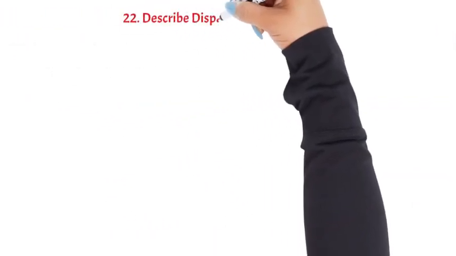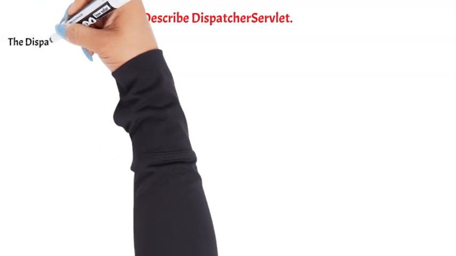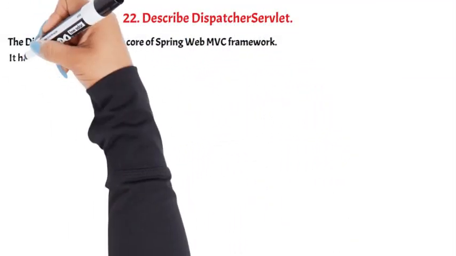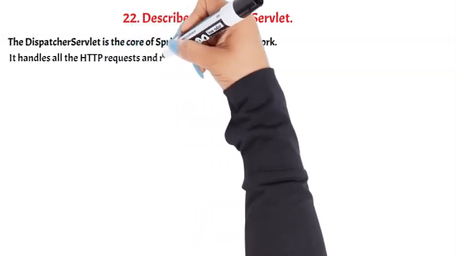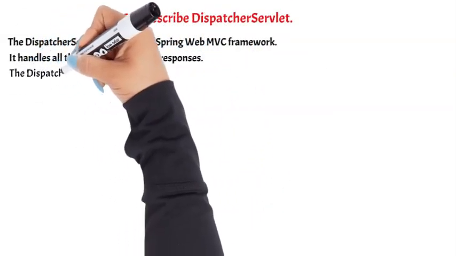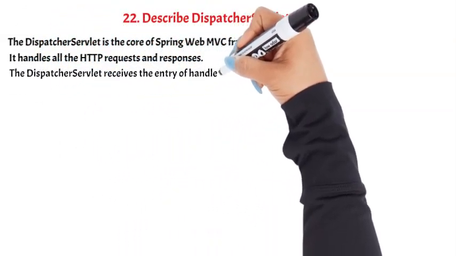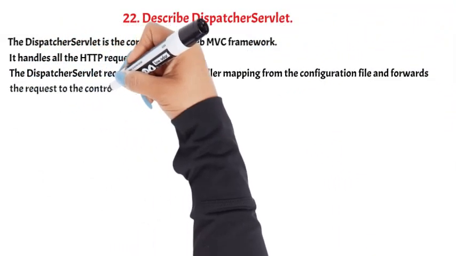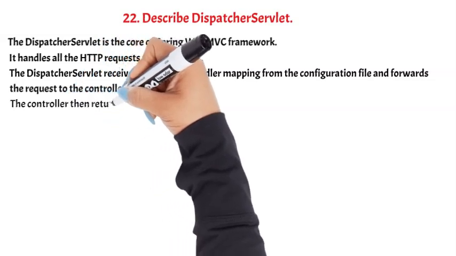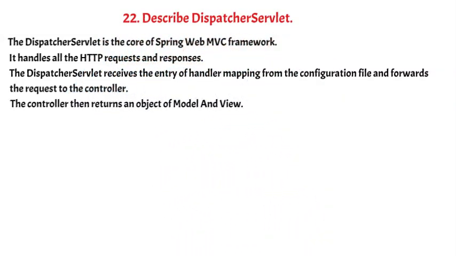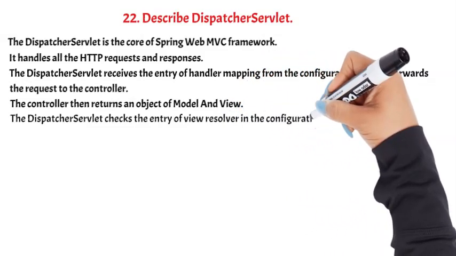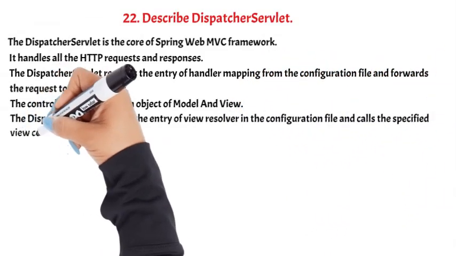22. Describe DispatcherServlet. The DispatcherServlet is the core of Spring Web MVC framework. It handles all the HTTP requests and responses. The DispatcherServlet receives the entry of handler mapping from the configuration file and forwards the request to the controller. The controller then returns an object of model and view. The DispatcherServlet checks the entry of view resolver in the configuration file and calls the specified view component.